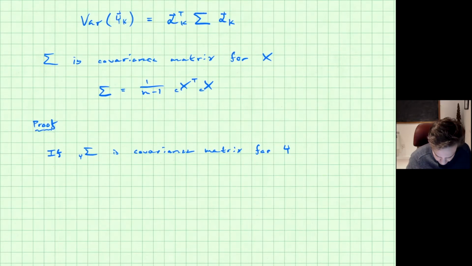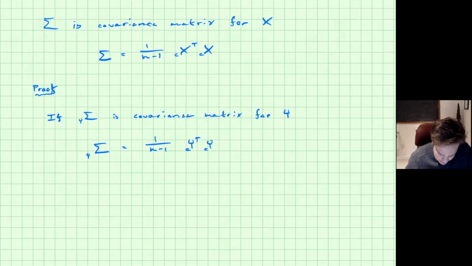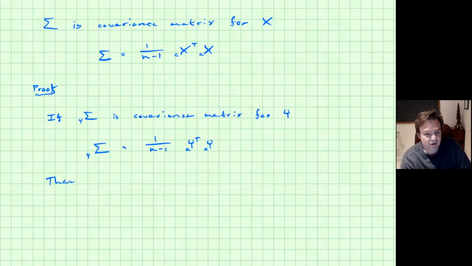right? So in other words, sigma y is equal to 1 over n minus 1 y-centered transpose y-centered, like that. Right, so the same definition as for x, except with the matrix y in there. Well, then the variances of y are in that, right? Because this is what the covariance matrix is. Remember, technically the name is the variance covariance matrix. So the diagonal elements are the variances, and the off-diagonal elements are the covariances.